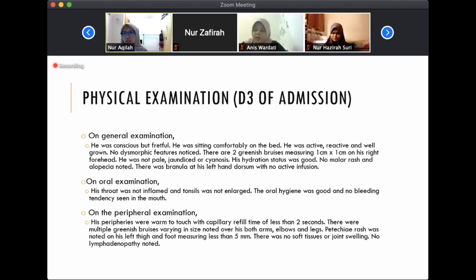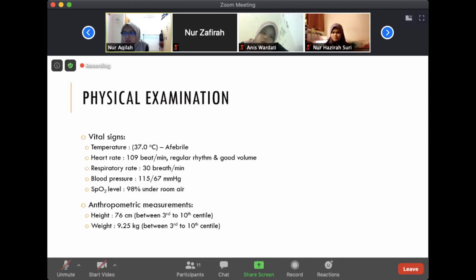On the peripheral examination, his periphery was warm to touch with capillary refill time of less than 2 seconds. There were multiple greenish bruises varying in size, noted over both arms, elbows, and legs. Petechial rash was noted on his left thigh and foot, measuring less than 5 mm. There was no soft tissue or joint swelling and no lymphadenopathy. For vital signs, basically all are normal. And then for anthropometric measurements, height is 76 and weight is 9.25, between the 10th to 50th centile.